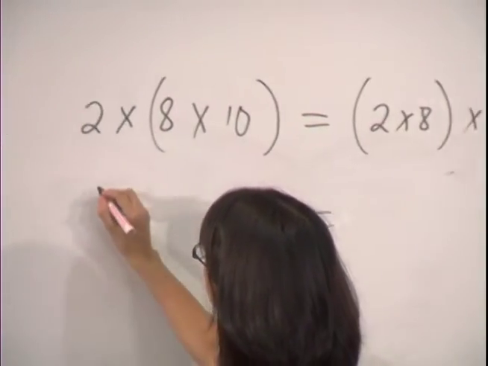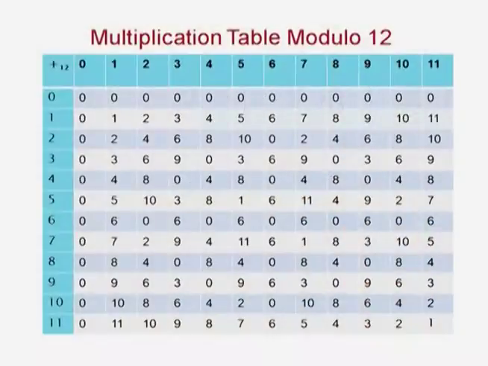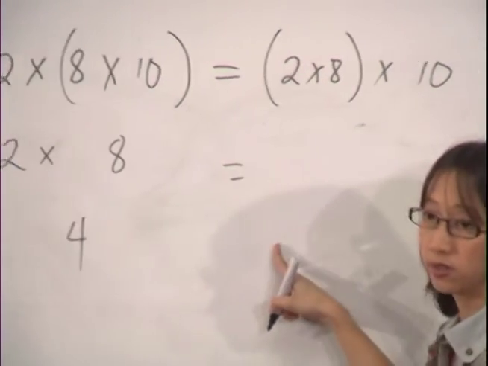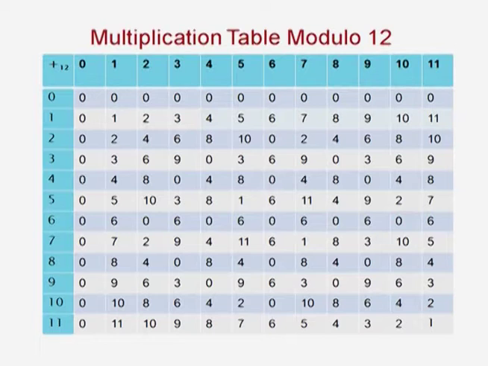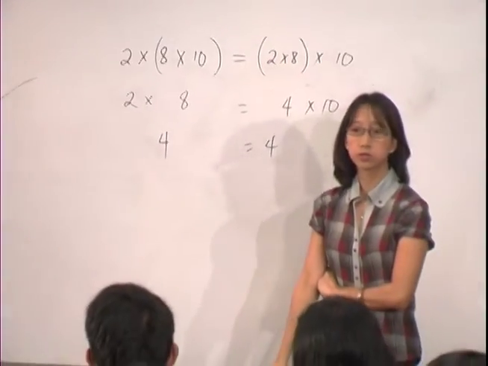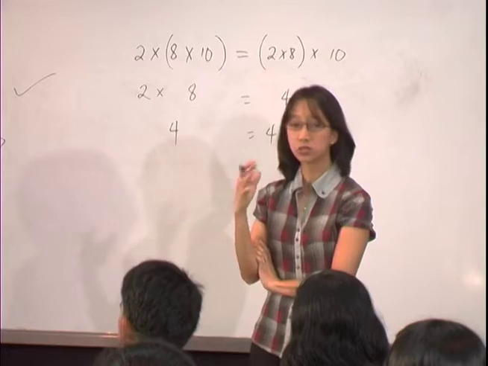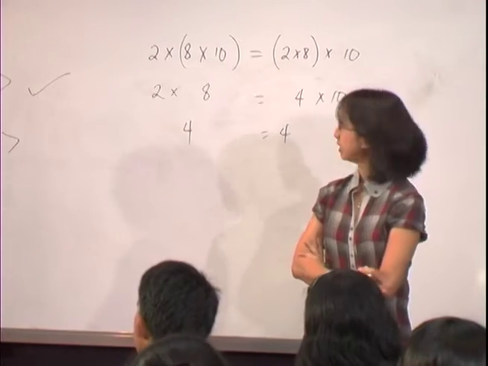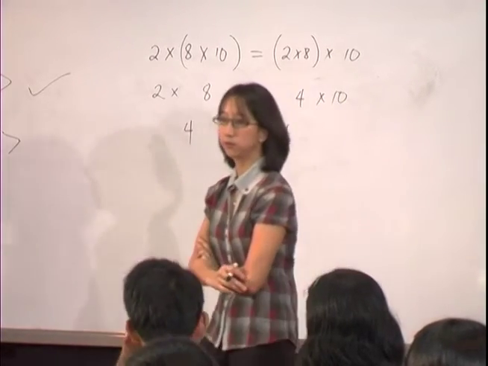Okay, let's see. On the left side, what is 8 times 10? From the table, you get 8. All right. And what is 2 times 8? You'll get 4. Will we get 4 on the other side also? Let's see. What's 2 times 8 from the table? 4. And what is 4 times 10? 4. So this particular set exhibits associativity. Actually, since this is finite, you can check for each possible group of elements, and you'll find that Z12 is also associative with respect to multiplication modulo 12.